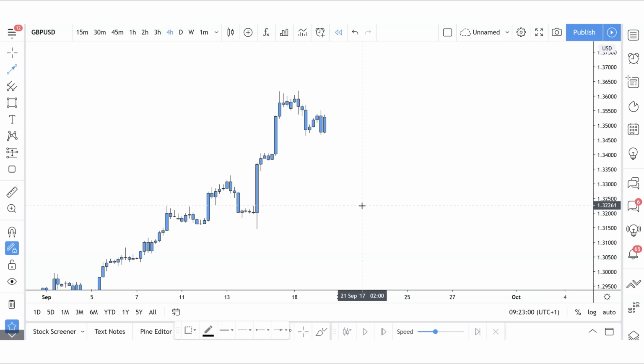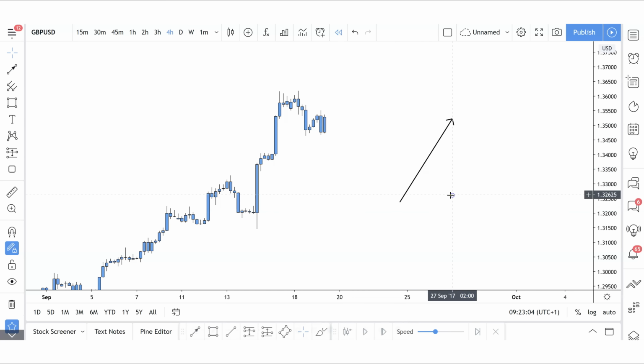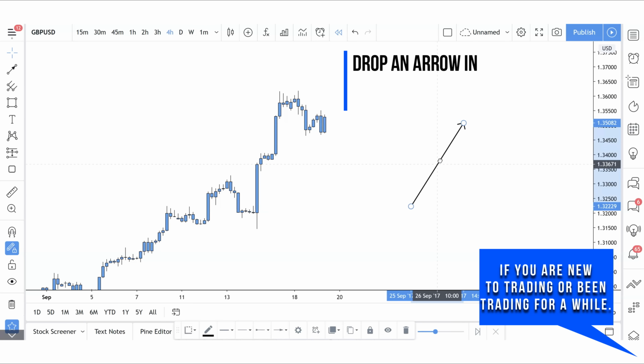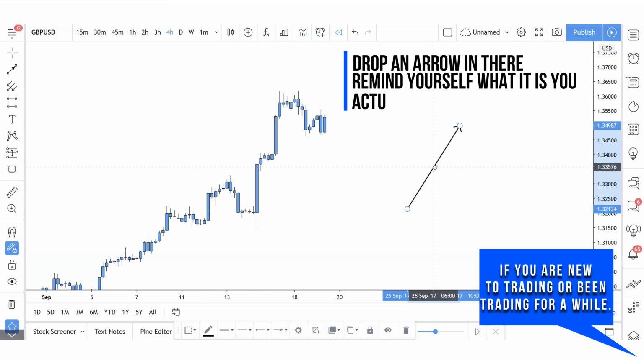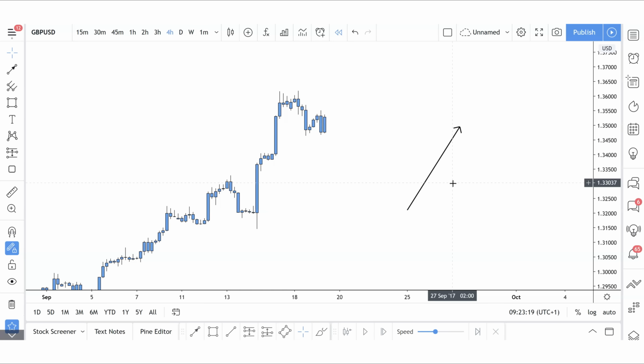First things first, we can see that the structure of this market is to the upside. Now, I just do this visually, and if you're new to trading or been trading for a while, and sometimes you're on the charts and you start to see sells and then buys, sells and then buys, drop a little arrow in there and just remind yourself what it is you're actually looking for on this chart. Now, I'm not sure if I just said sells for this pair. We're definitely looking for buys, as we can see the structure of the market is to the upside.